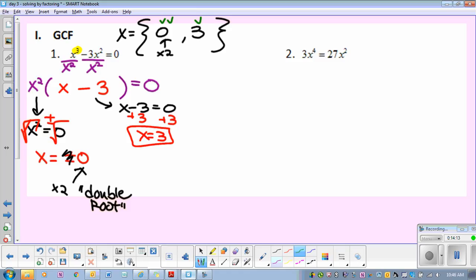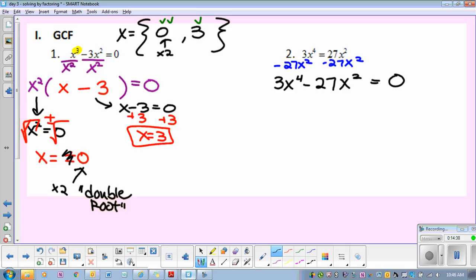Let's try number 2. So number 2, is it equal to 0? No. Let's make it equal to 0. I'm going to subtract 27x squared. So then I have 3x to the 4th minus 27x squared equals 0.